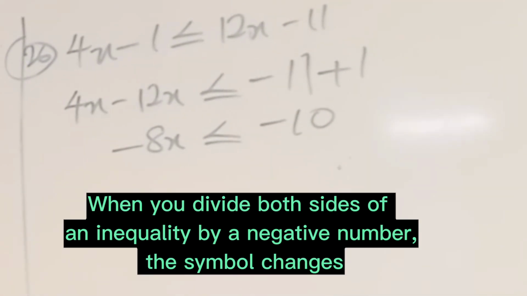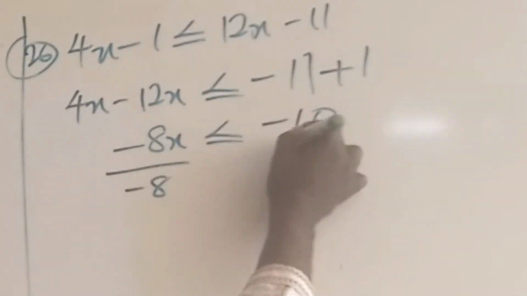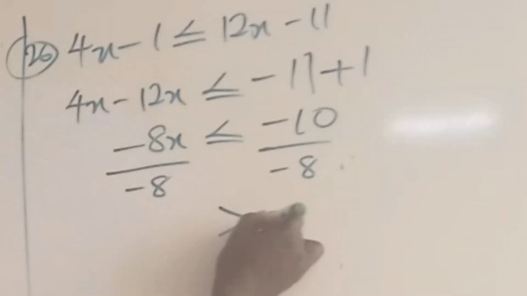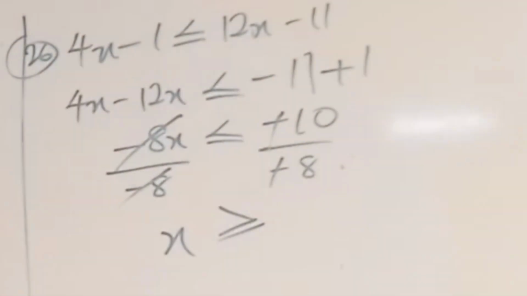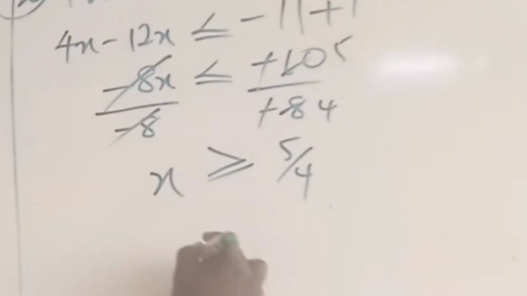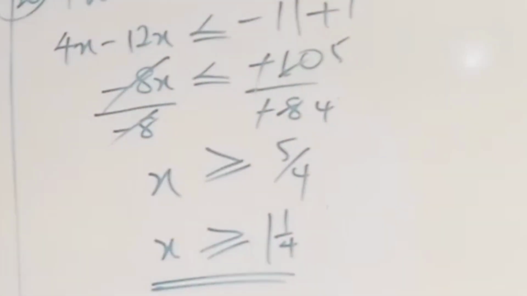When you are dividing both sides of an inequality by a negative number, the symbol will change. Because we are dividing by minus 8, the symbol will now change to greater than or equal to. So we will have x, minus cancels minus, 2 here 4, 2 here 5. We have 5 divided by 4. So that is x greater than or equal to 1 whole number, 1 over 4. Answer. Hope that is clear.